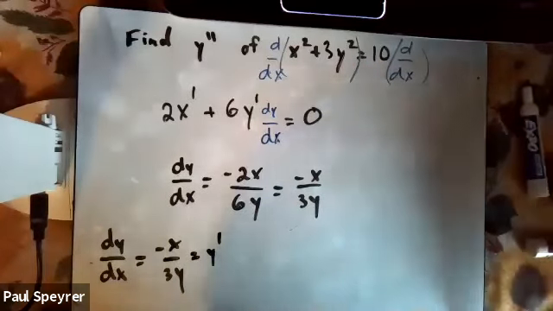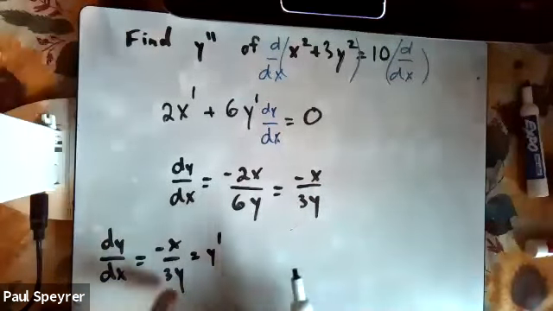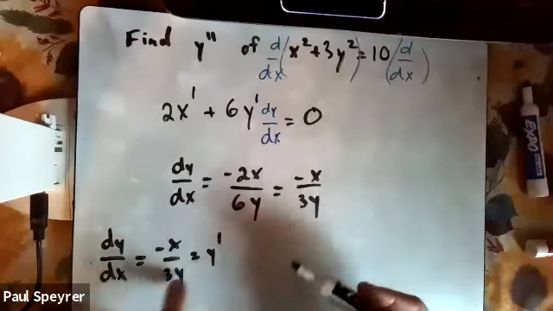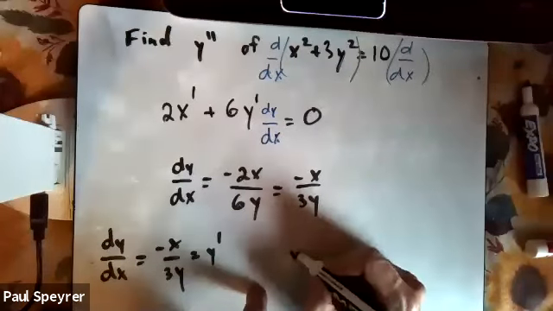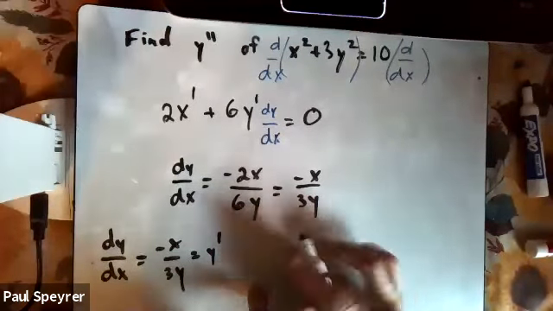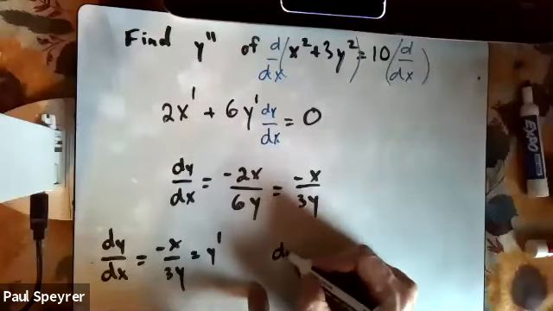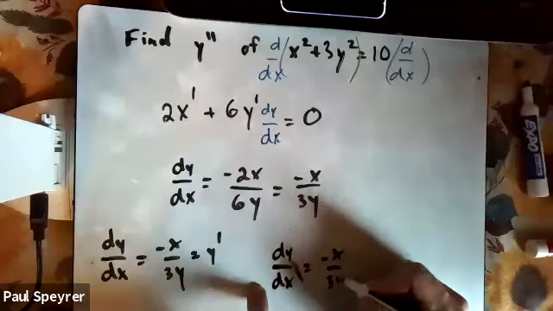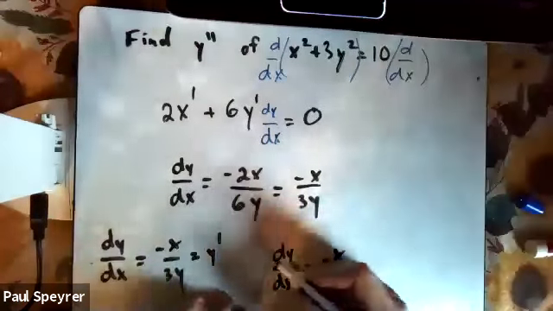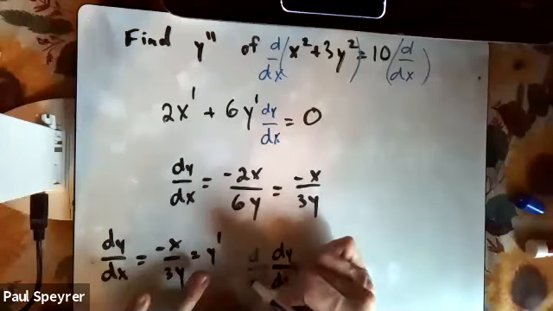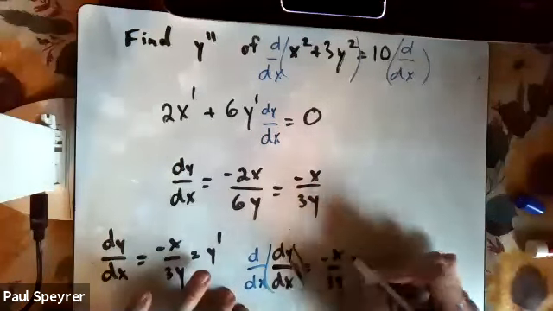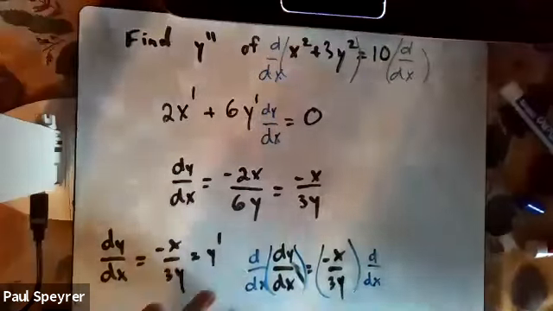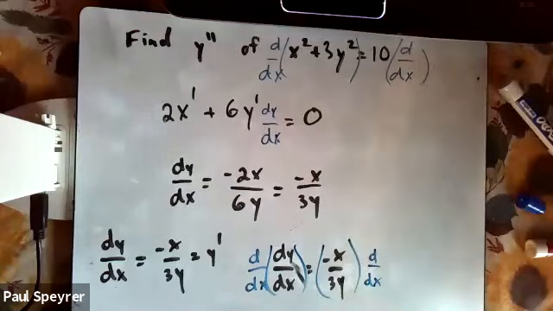How do we find the second derivative? Well, we have to take the derivative of this guy right here, right? So if y prime is negative x over 3y, or I'll say dy dx is equal to negative x over 3y, if I do d dx of both sides again, right, because that's what taking the derivative is with respect to x, what are we going to wind up with? How do we do that?